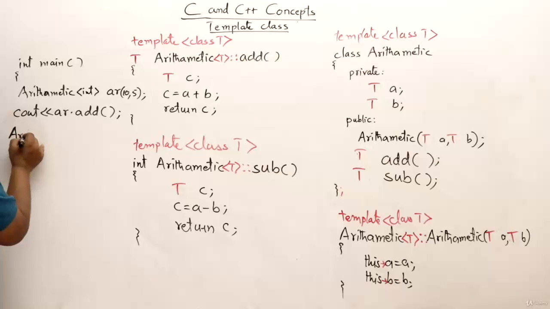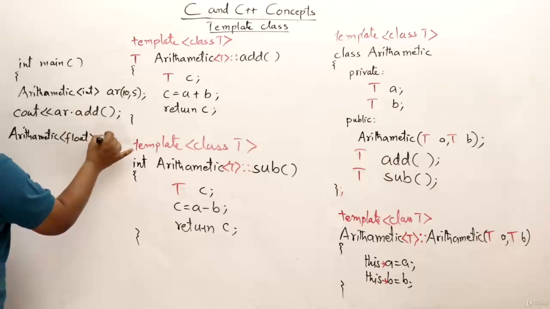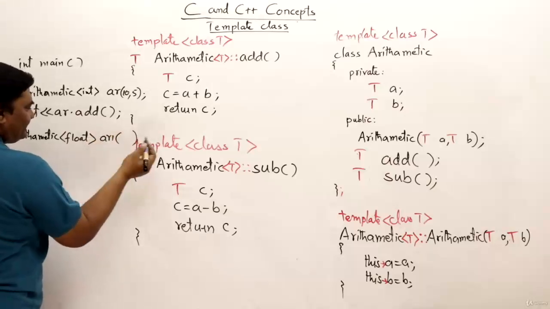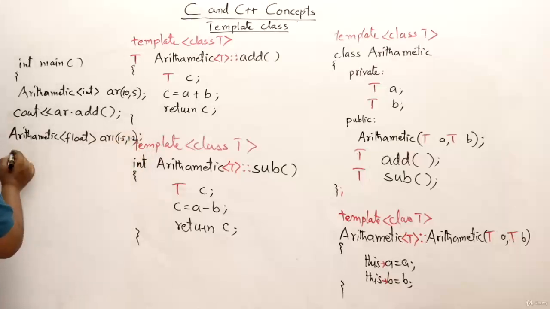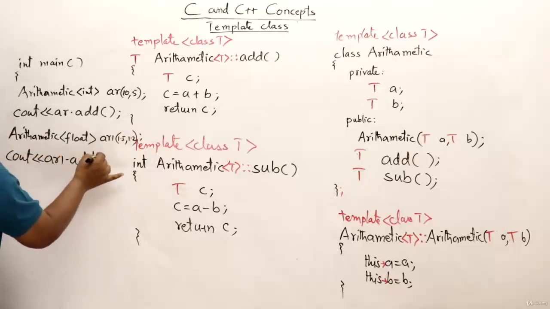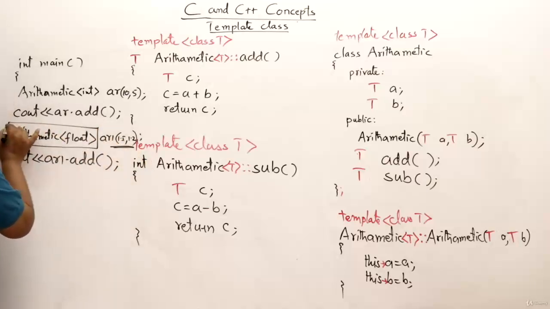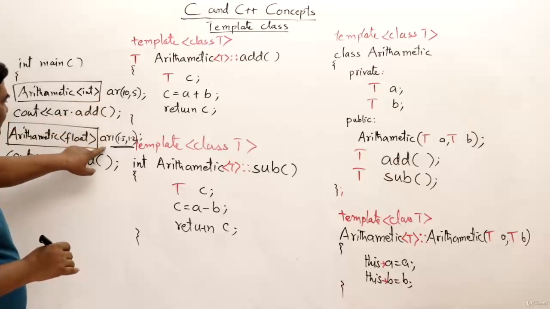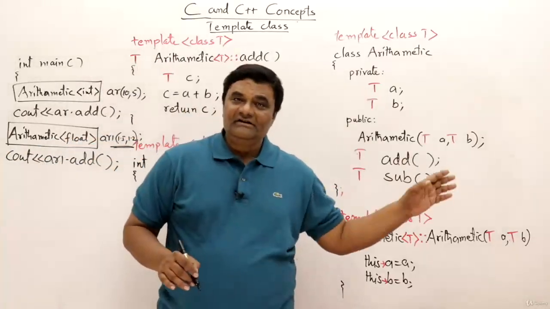Now if I want a float class, then again make an object of this and give a parameter as float. And here I will give it as AR1 and pass the parameters like 1.5 and 1.2. These are the float values. Now cout AR1 dot add. This will give me addition of these two float numbers, right? Because the parameter is float type. Here the parameter is integer type. So here the object will be integer and here it will be float. For this one, everything will become float. Wherever I have written T, that will become float.